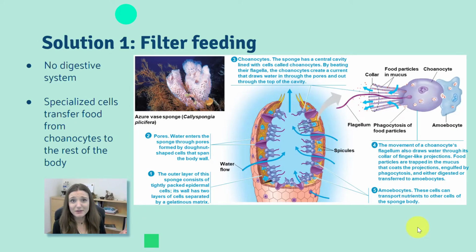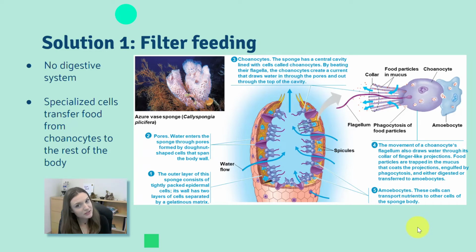Some animals, like sponges, are still filter feeders. They don't have a true digestive system. All of their digestion is done intracellularly. So they capture food with their choanocytes, collar cells, right? Those collar cells then pass off those food vesicles to an amoebocyte, which moves throughout the body of the sponge to carry that food to other parts of the sponge, right?